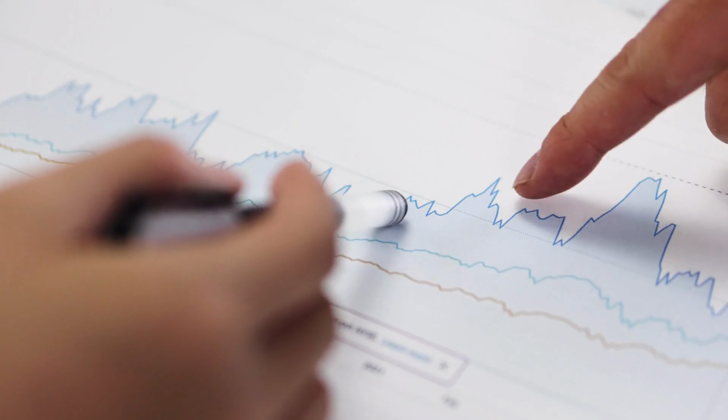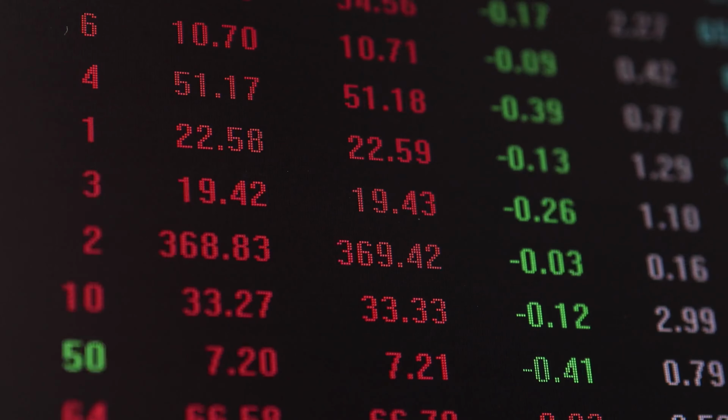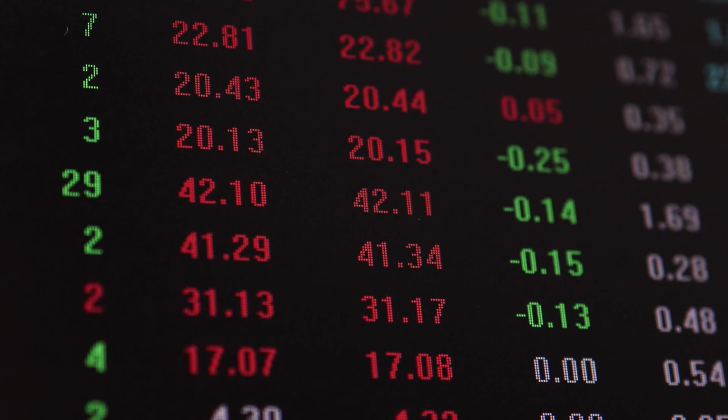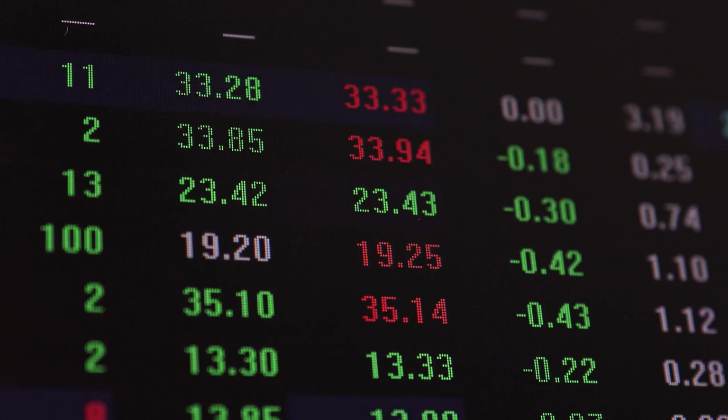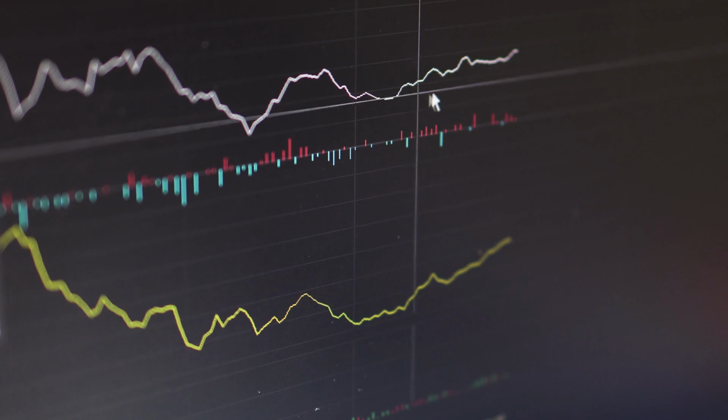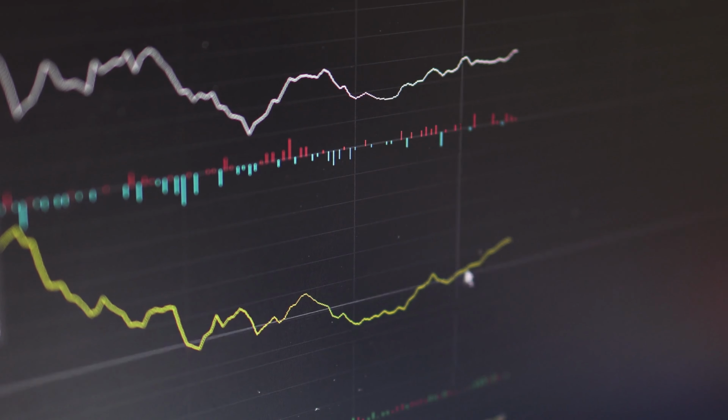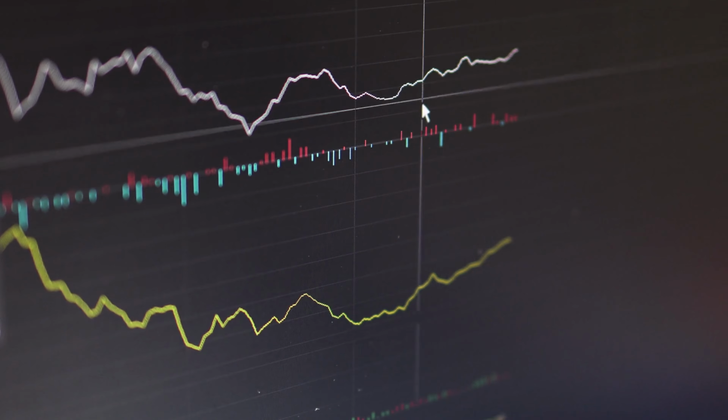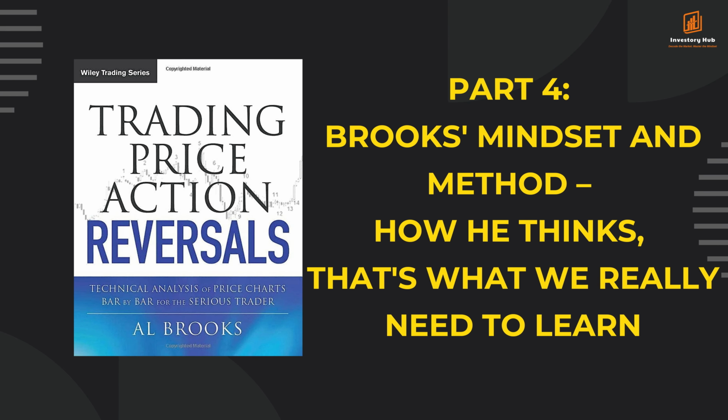And by now, you've probably realized something important. This book doesn't hand you a magical setup. It gives you a new way of thinking, a professional mindset, a way of seeing what the market is truly saying, one candle at a time. Part 4. Brooks's Mindset and Method. How he thinks, that's what we really need to learn.